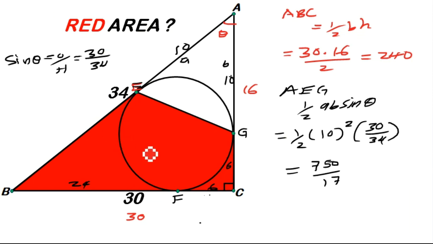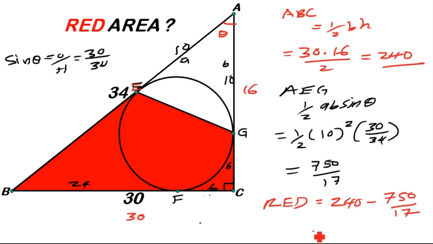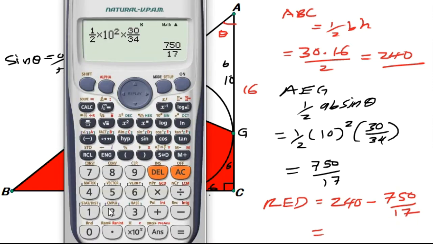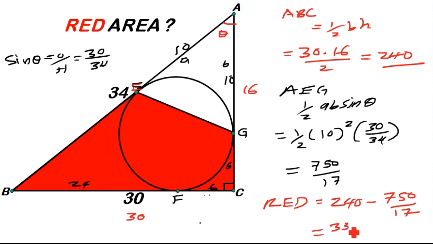Now if you are looking for the red area, the red area is now very simple. It is the area of the whole triangle ABC, which we found to be 240, minus the area of this small triangle AEG, which we found to be 750 over 17. So what is the red area? So the red area is 3330 over 17 units squared.